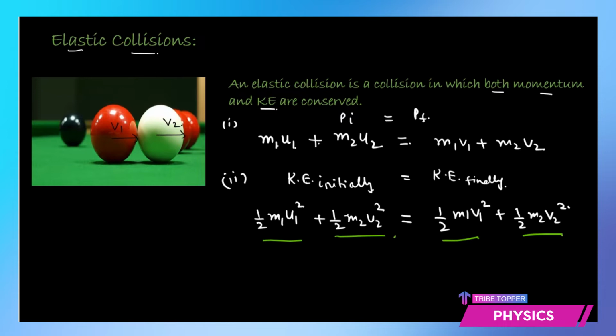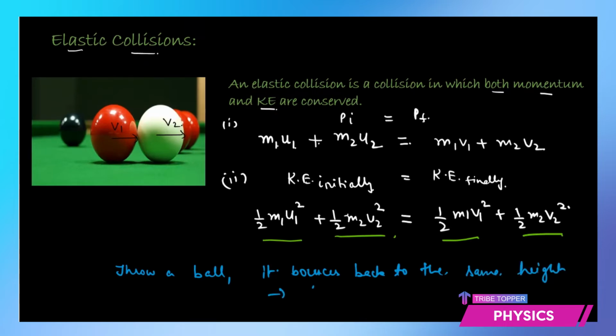Another example: when you throw a ball down and it bounces back up to the same height, that means it did not lose its kinetic energy at all. That is known as a perfectly elastic collision. Right? So let's solve a problem based on this.